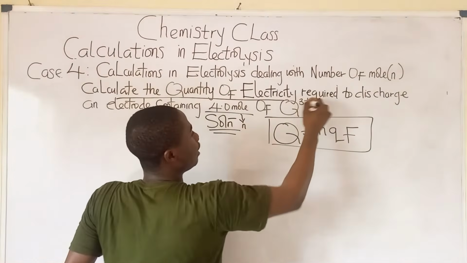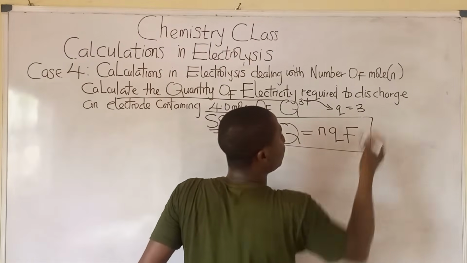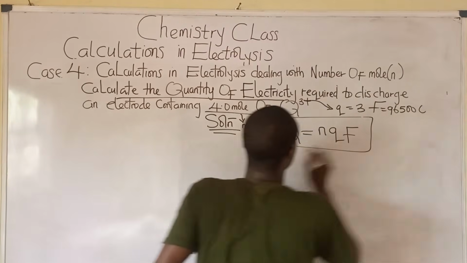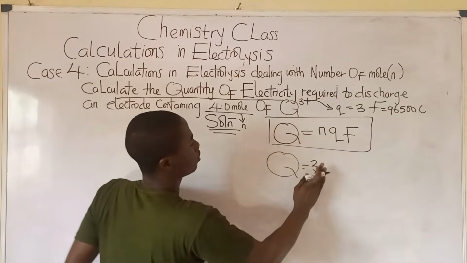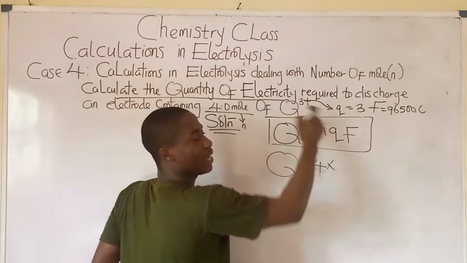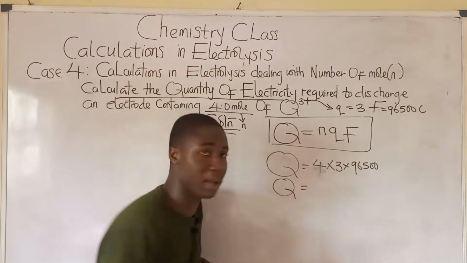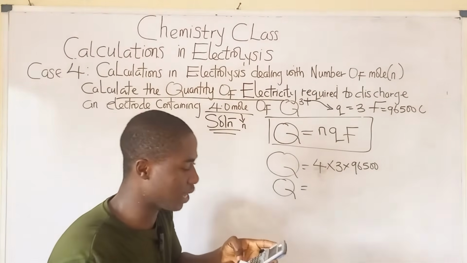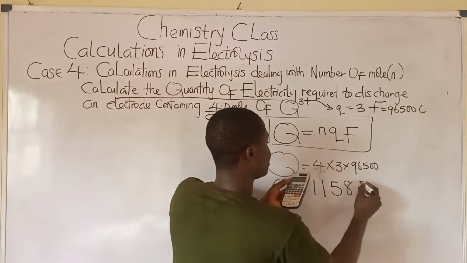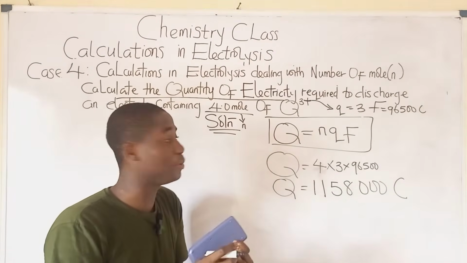This is N, 4 moles of this particular metal, and you can see that the Q for this metal will be 3, because of the 3 plus. And Faraday's constant is always a constant, and it is 96500 coulombs. So Q will now be equal to the number of moles 4 times charge of elements 3 times Faraday's constant 96500. So what becomes the quantity of electricity? Remember, quantity of electricity is expressed in coulombs, so it becomes 4 times 3 times 96500. That is 11,580,000 coulombs. So you can see how questions on this aspect are being tackled without stress.